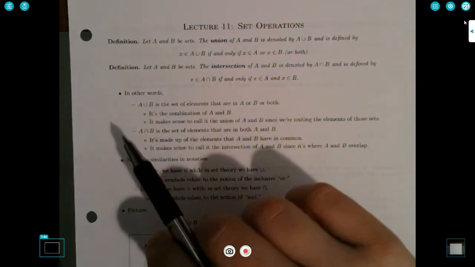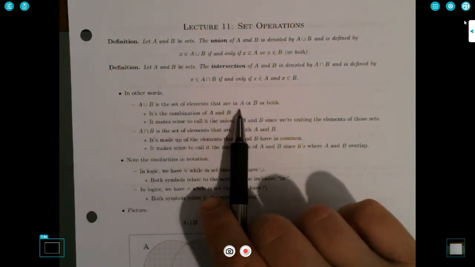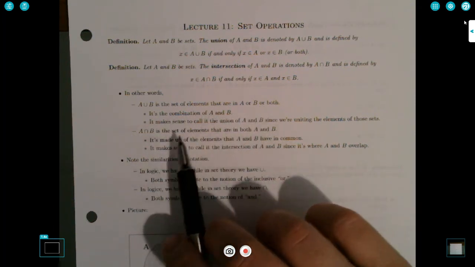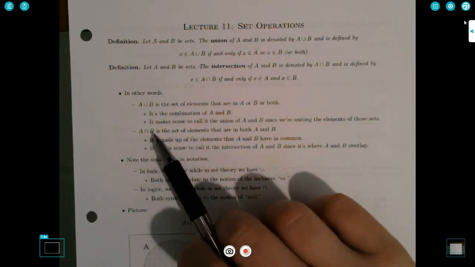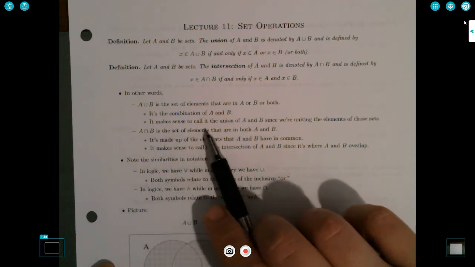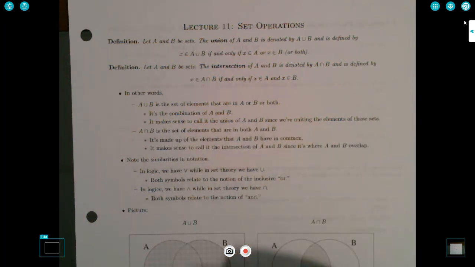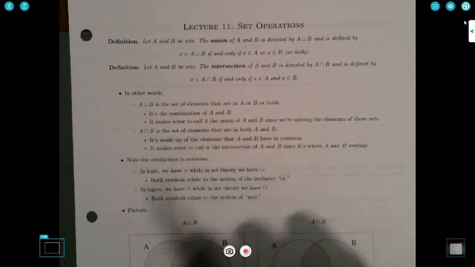All right. So in other words, A union B is the set of elements that are in A or B or both. So it's the combination of A and B. It's like you just take both of those sets and you put all of the elements that are in either one of them into a set, right? And it makes sense to call this the union of A and B since we're uniting the elements of those sets, right? A intersect B is the set of elements that are in both A and B, right?